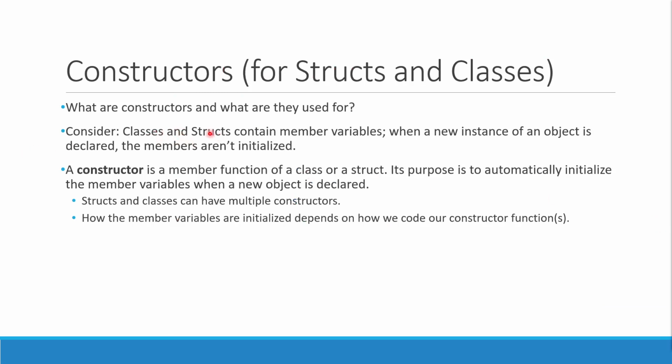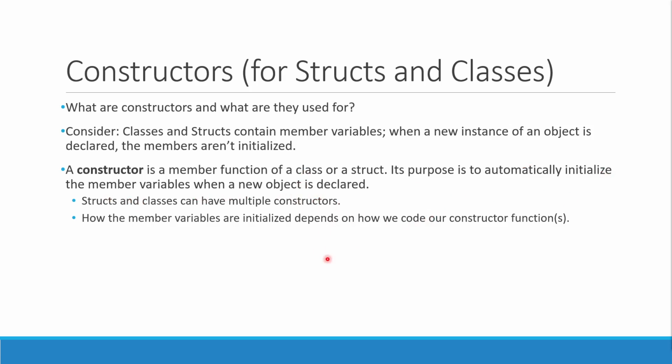Classes and structs contain member variables. When a new instance of an object is declared, and when I use the term object from this point on, I'm going to use that to refer to structs and classes, okay? The members aren't initialized. A constructor is a member function of a struct or a class. Its purpose is to automatically initialize the member variables when a new object is declared, okay?